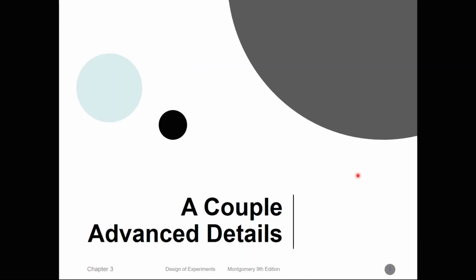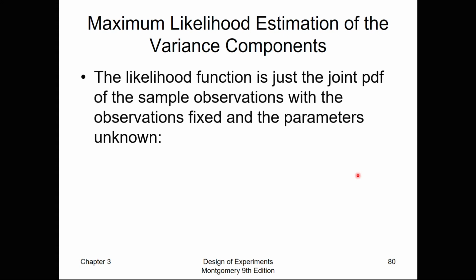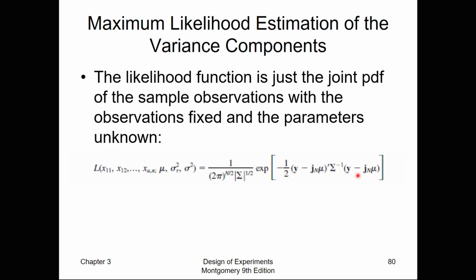All right, well, to close out this chapter, we're going to talk about just a couple of advanced details, and we're going to kind of cruise through these. So the first one is maximum likelihood. Now, you probably talk about this in your math stats course, but the likelihood function is really just a joint PDF of all the different observations, where the observations are fixed and the parameters are unknown. So this is our likelihood function.